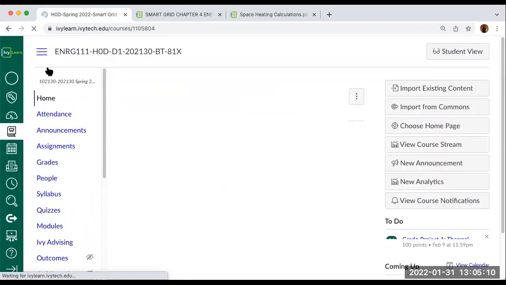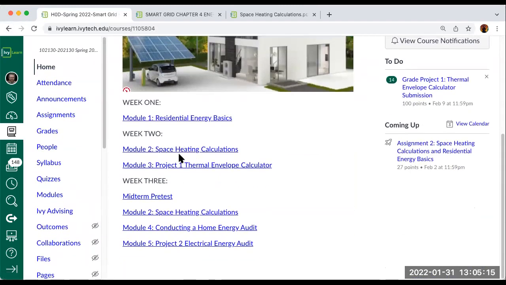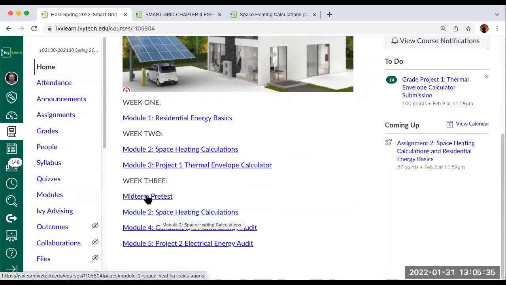So if you click on home, you'll see that last week we started on the space heating calculations in module 2, and we also were working on our project thermal envelope calculator, which I believe almost all of us, if not all of us, got that finished. So that's one reason why we're moving on. You see module 2 is under week 3, because we still have to look at a few more pages in there before we get into the next module.